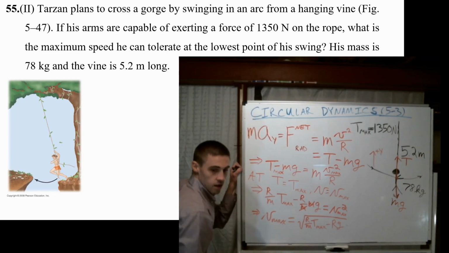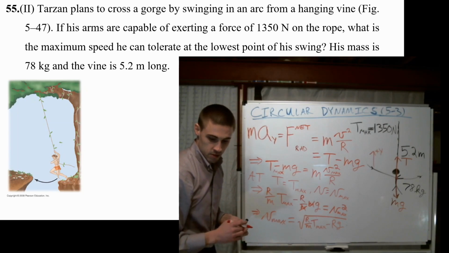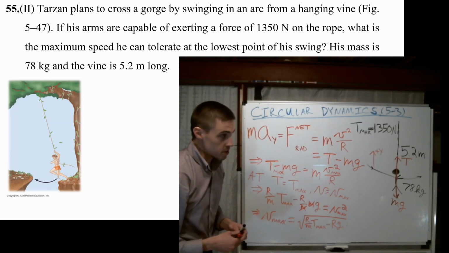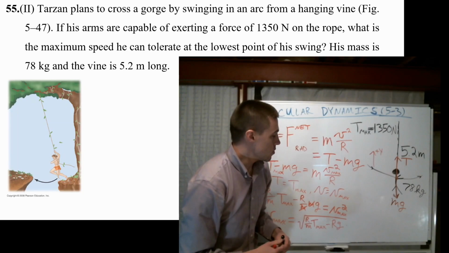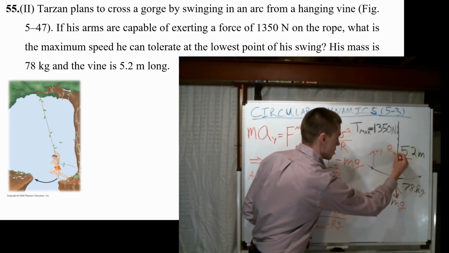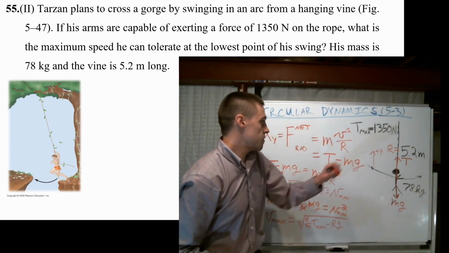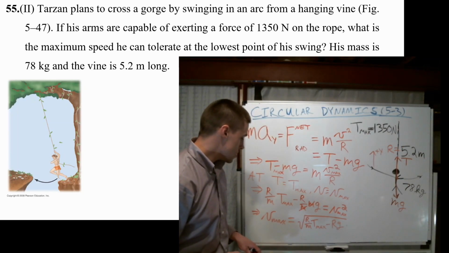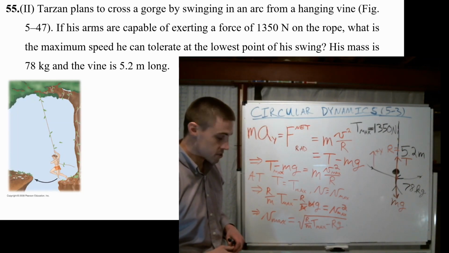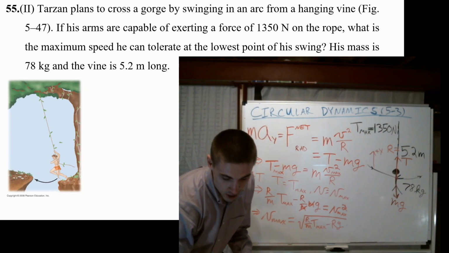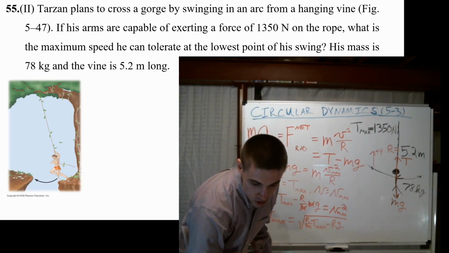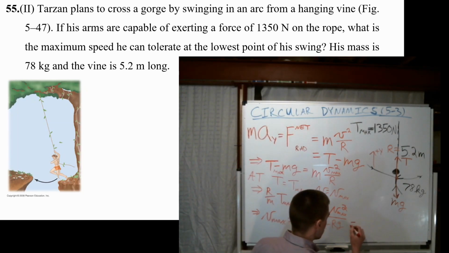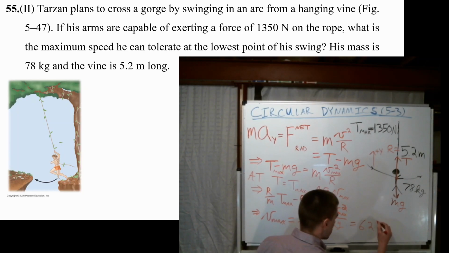Okay, and then all I have to do is plug in some numbers. And if I plug in, r is 5.2 meters, T max is 1350 newtons, g is 9.8 meters per second squared, I get that this is equal to 6.2 meters per second.